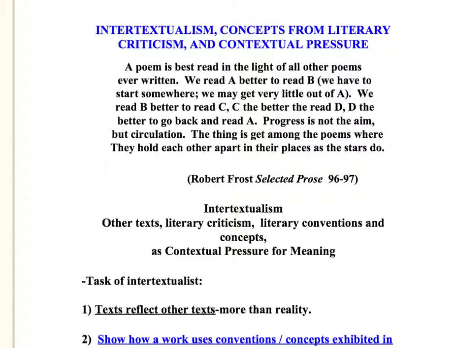But let's begin with a Frost quote that addresses the idea of intertextualism. In a letter, Frost wrote, "A poem is best read in light of all other poems ever written. We read A better to read B. We have to start somewhere. We maybe get very little out of A. Read B better to read C. C the better to read D. D the better to go back and read A. Progress is not the aim, but circulation. The thing, as a reader, is to get among the poems where they hold each other apart in their places as the stars do." So two key intertextual concepts that come out of Robert Frost's suggestions to readers.